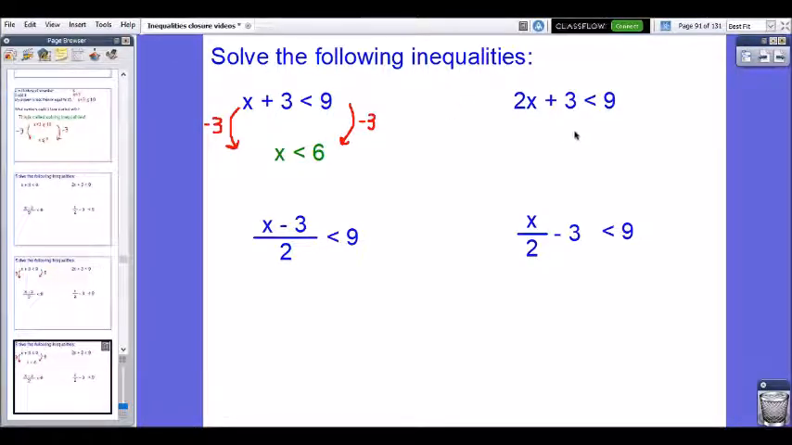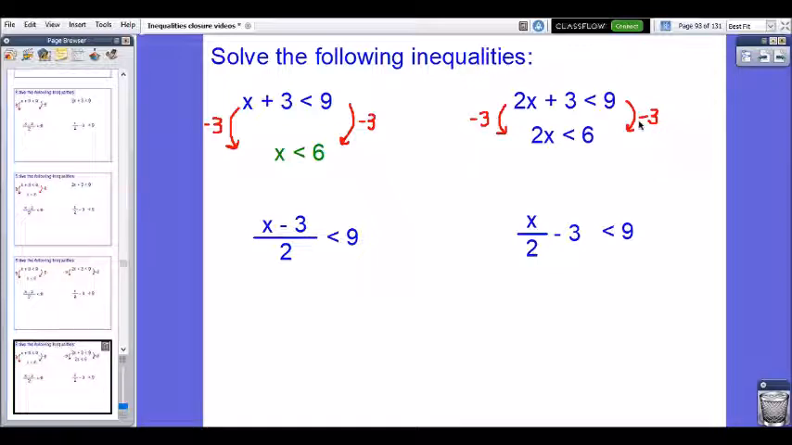Next question. 2x plus 3 is less than 9. I don't want 2x plus 3, I just want x on its own. One way to get a bit closer to x on its own is to make this positive 3 go away. How do I get from positive 3 to 0? Well, taking 3 away from both sides, that will tell me that 2x is less than 6.